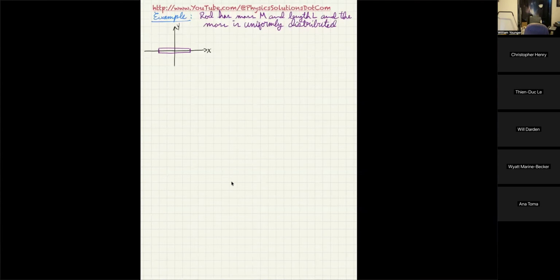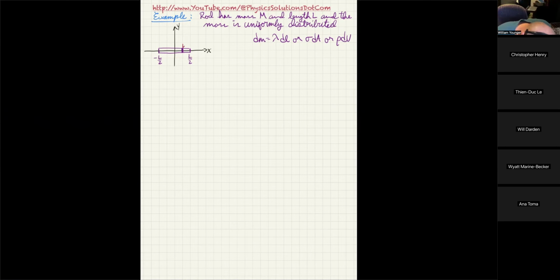Remember, we showed you before that dm can equal lambda dl, or it can equal sigma dA, or it can equal rho dV. And uniform means that the lambda or the sigma or the rho is a constant. So in this case, I'm going to imagine this right here is a coordinate L over 2, and this back here is a coordinate negative L over 2. And I'm going to draw this little differential mass element right there.